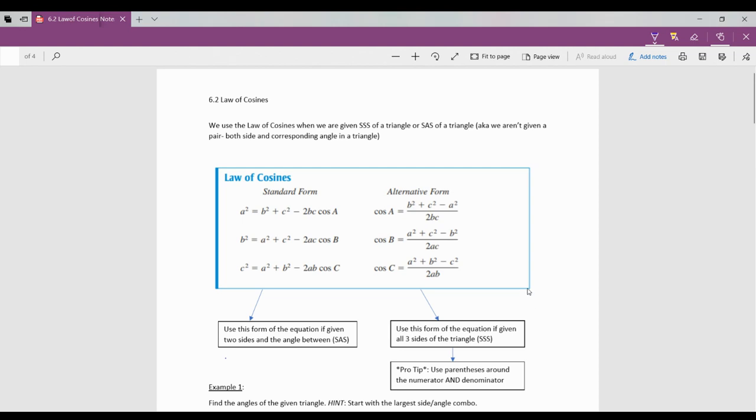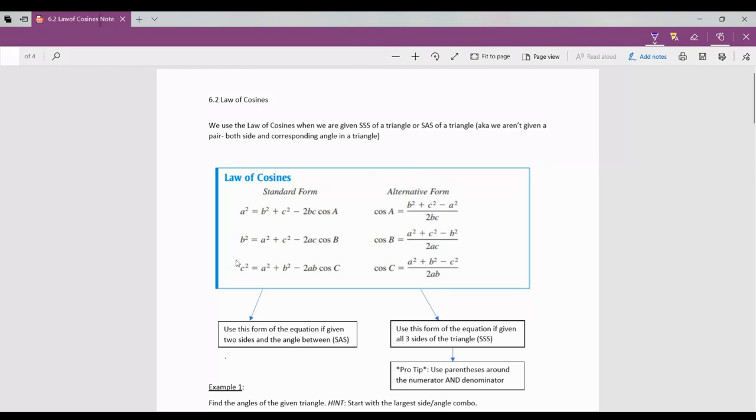Hi guys, so today we are going to go over the law of cosines. We're going to use the law of cosines if we're ever given measurements of a triangle and you don't have a pair, like angle A and side A. Specifically, those are side-angle-side triangles, where we're given the angle that's sandwiched in between the two sides.